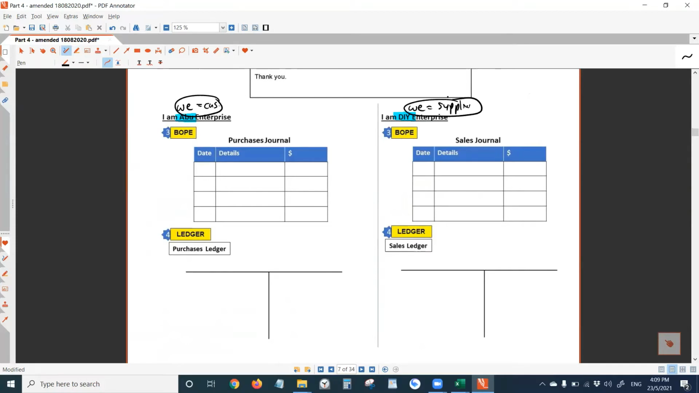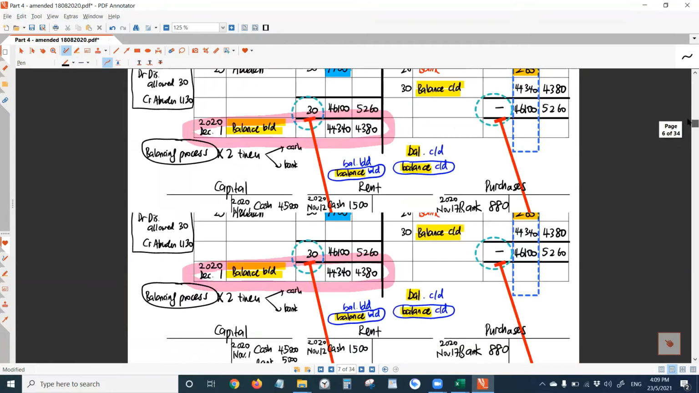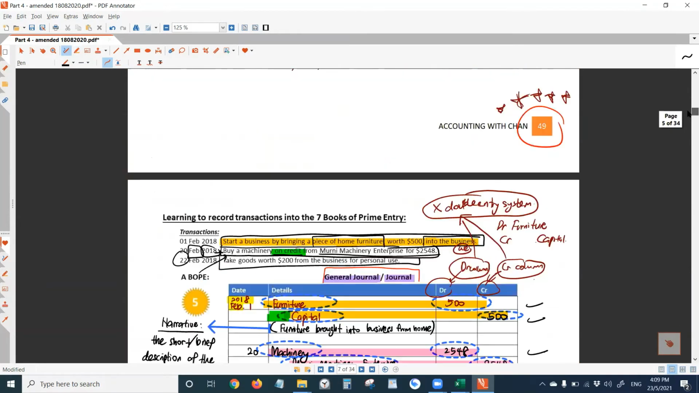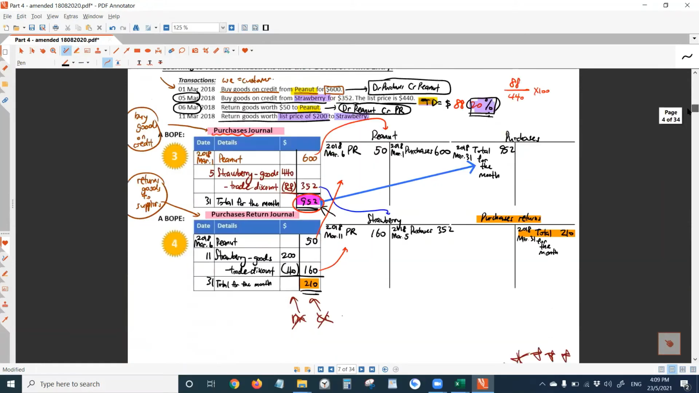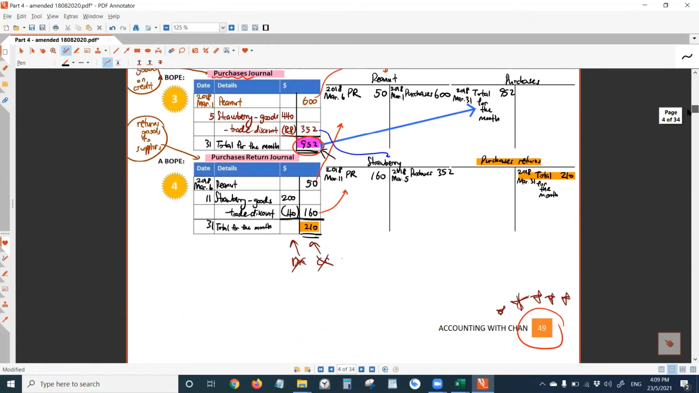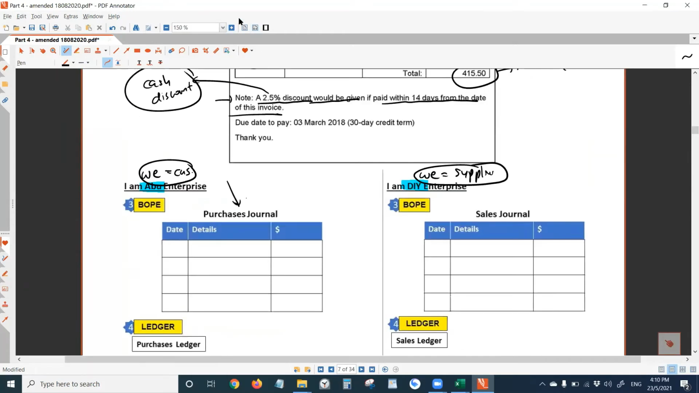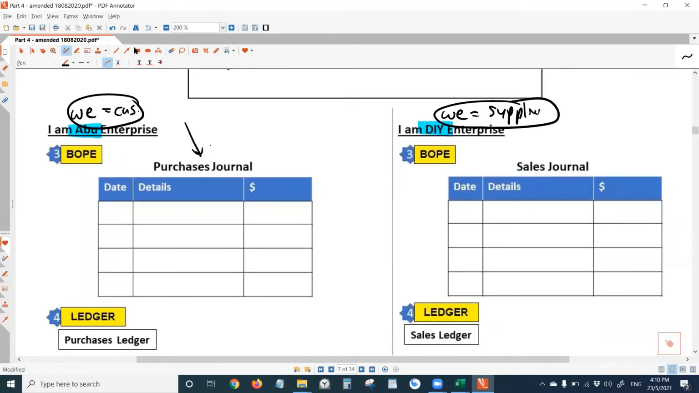You are given this invoice, that means you record into the purchases journal. How should you record into the purchases journal? You have learned before. I've shown you all the books of prime entry through the earlier pages, page 49 especially. Now let's record it quickly. Help me divide the dollar column into two dollar columns. I left out splitting this dollar column into two.